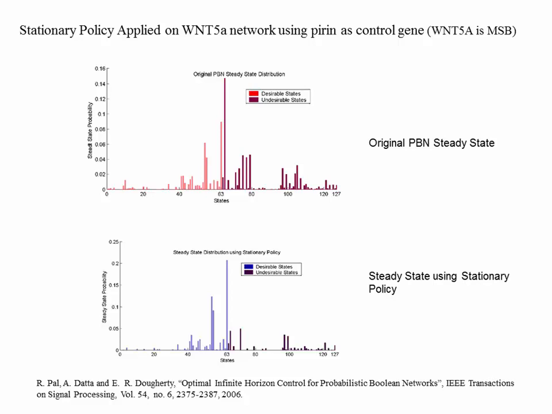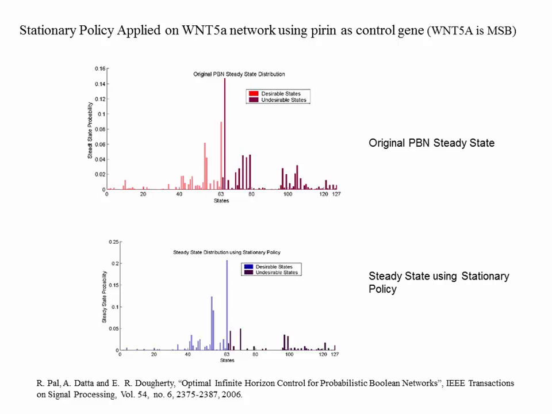Not only that, if you do the ordering, so you're listing the 7 genes, and you make sure that the most significant bit is the Wintie-5A gene, that means all the numbers from 64 upwards will correspond to Wintie-5A equal to 1. So if I plot these numbers, 0 to 128, all the different states, from 64 onwards, all these are bad states. They correspond to Wintie-5A equal to 1.